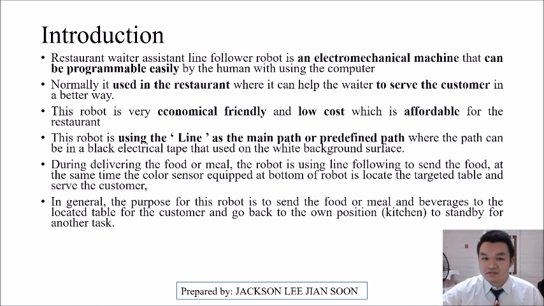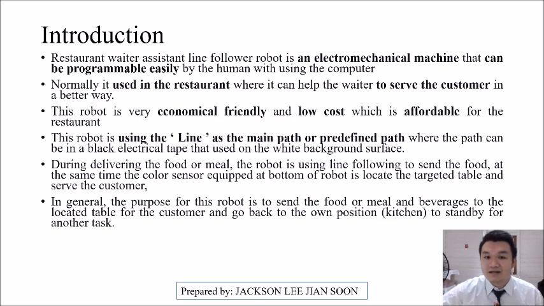This robot is economical and low cost, which is affordable for the restaurant. This robot uses a line as a main or predefined path, where the path can be black electrical tape used on a white background surface. While delivering the food or meal, the robot uses the line following method to send the food.